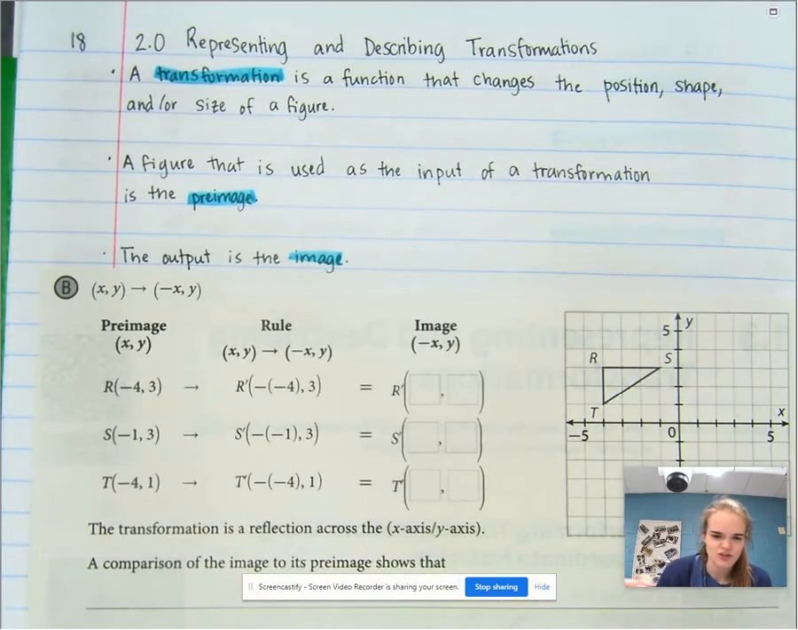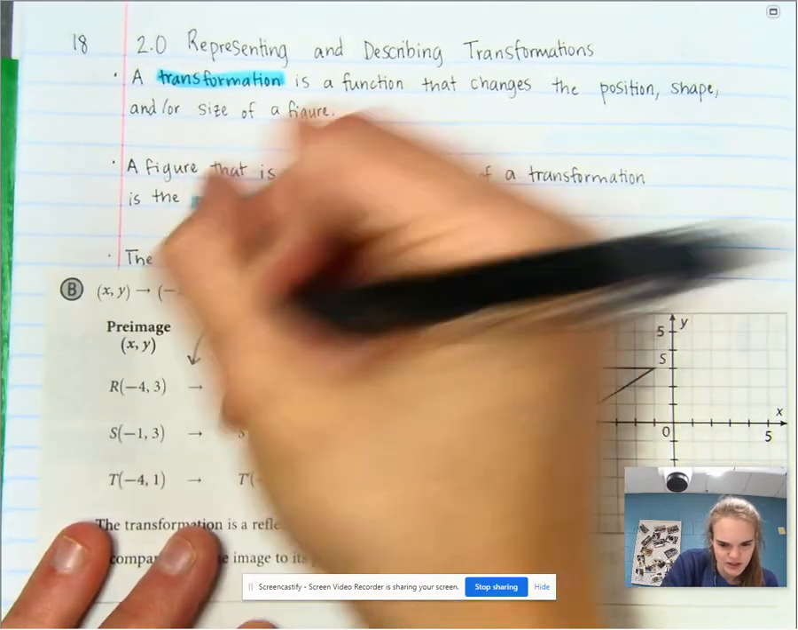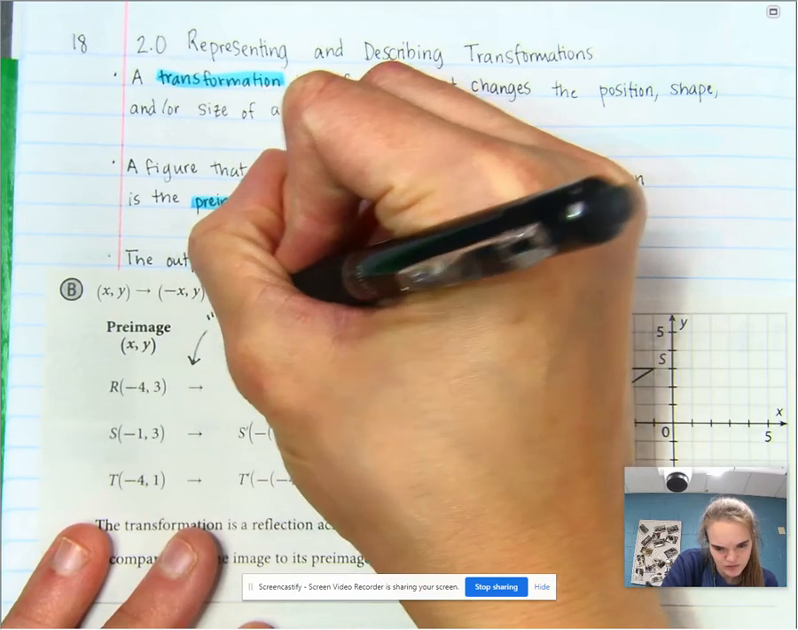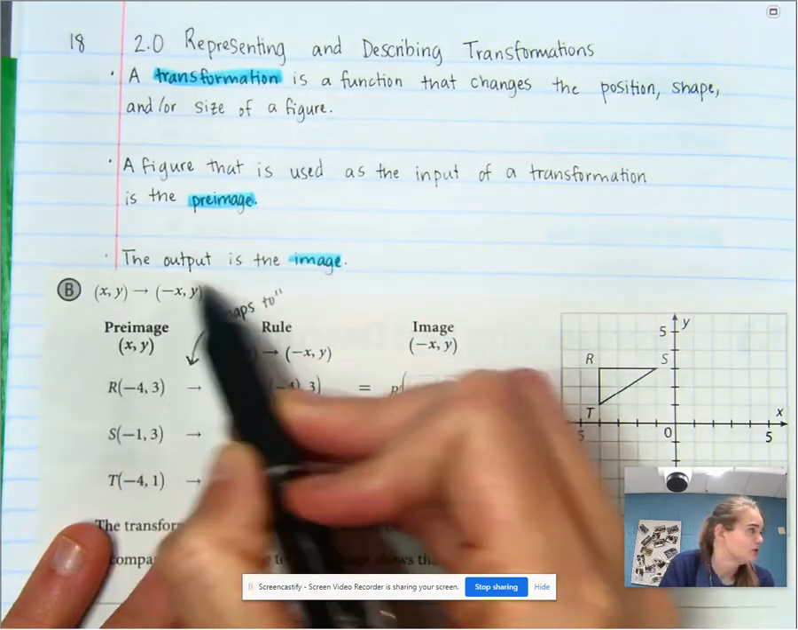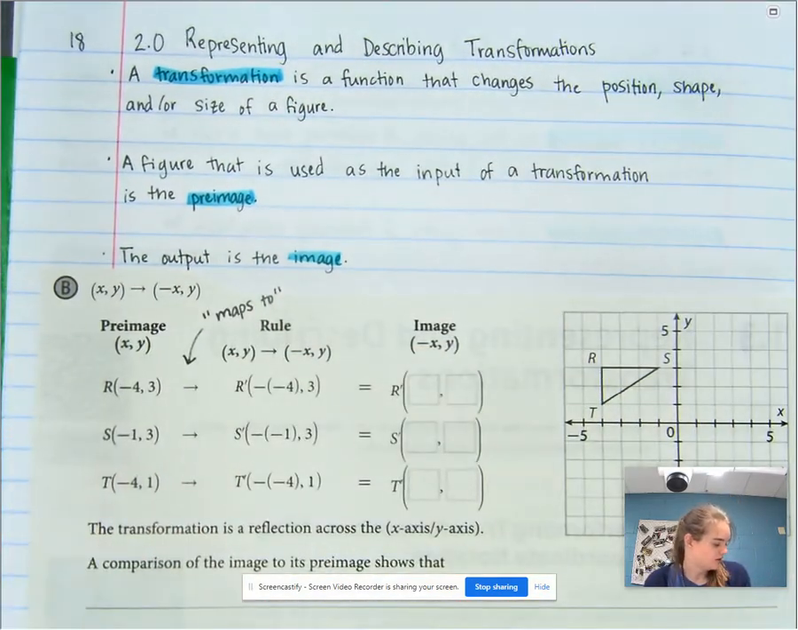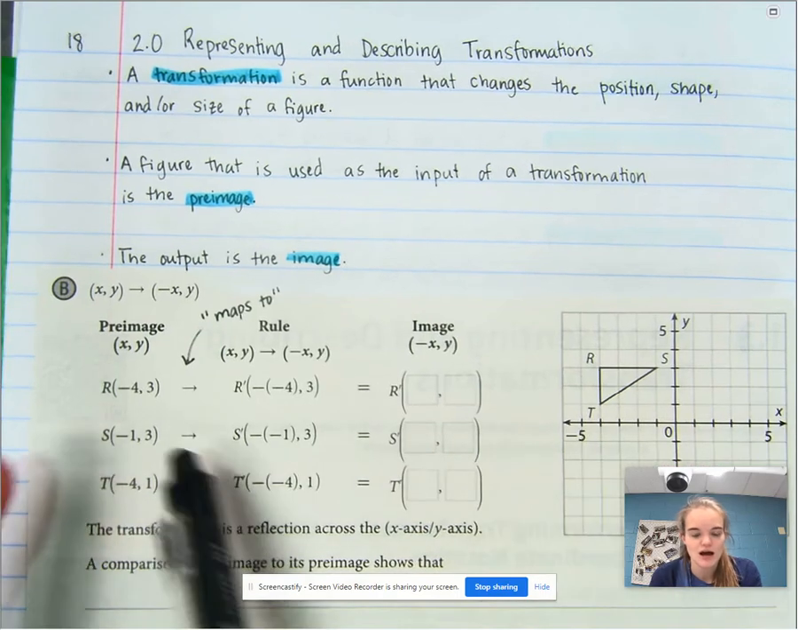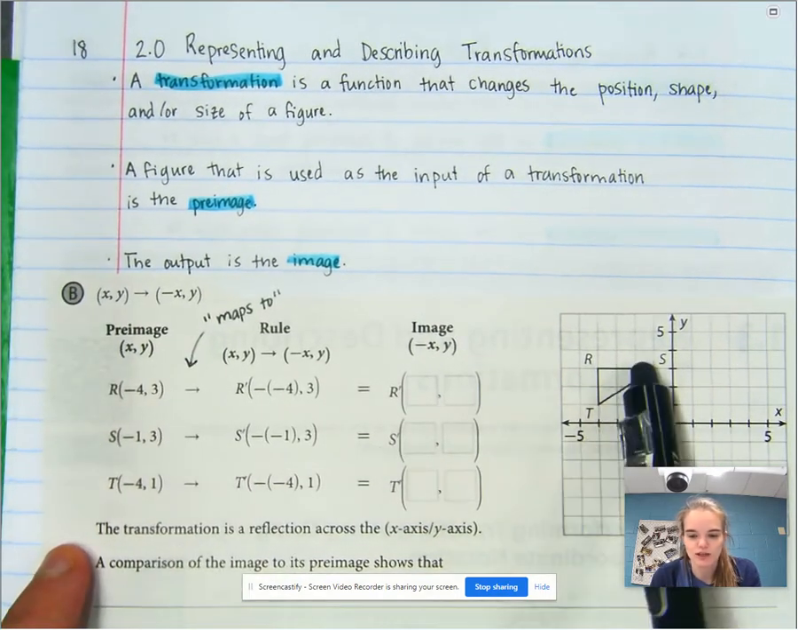Just to let you know, these little arrows, when I read them, they mean "maps to." This is a rule. So what we are going to do is find out what happens from the pre-image to the image by regraphing it. So I have my pre-image points written down.